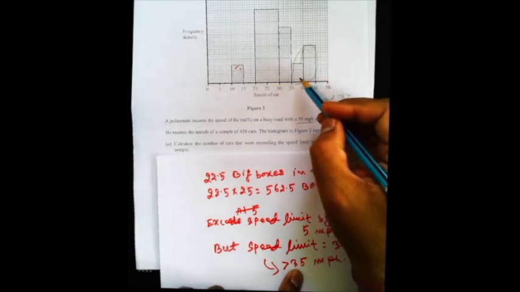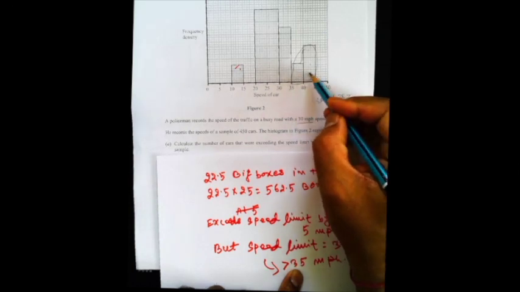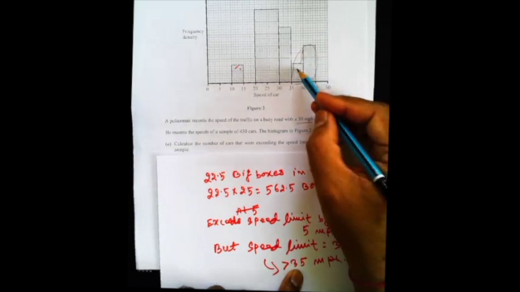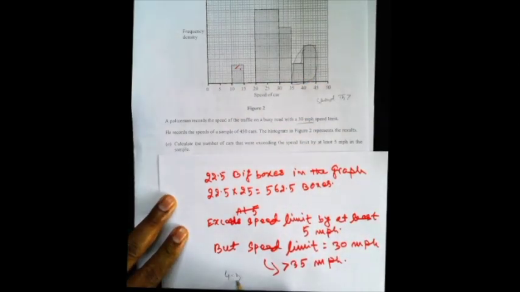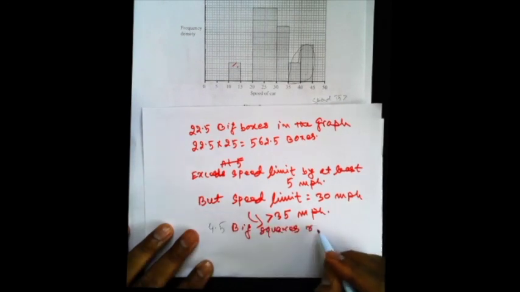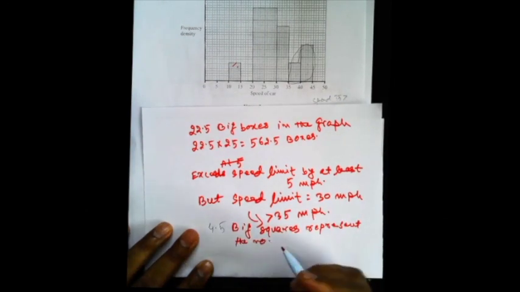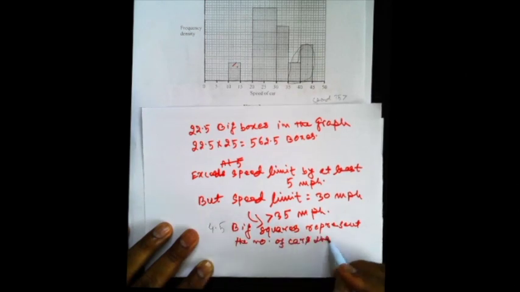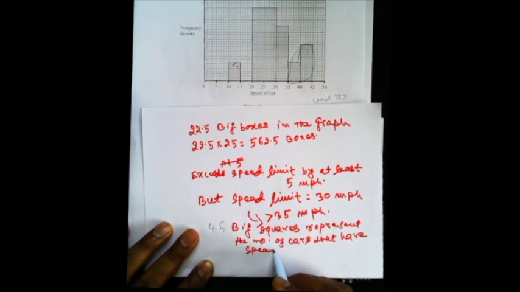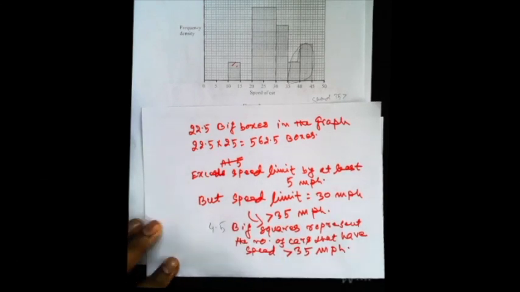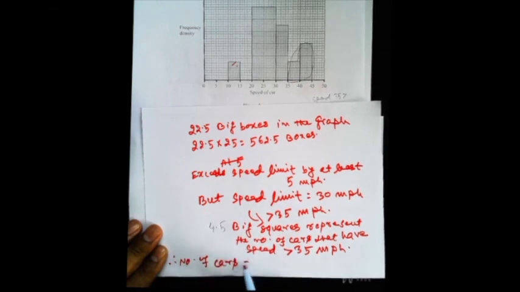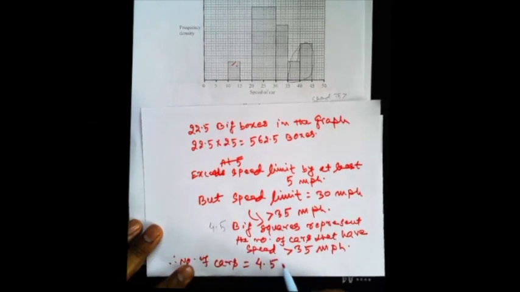So how many squares are here? I will count the biggest squares. 1, 2, 3, 4, and this is half. So this is 4.5. We have 4.5 big squares representing the number of cars that have a speed of more than 35 miles per hour. Okay, so I am counting big squares here. So what will then be the number of cars? Therefore the number of cars in this case is going to be equal to 4.5 big squares.